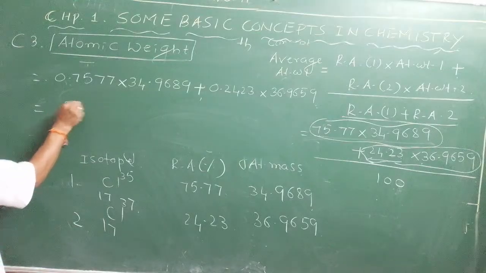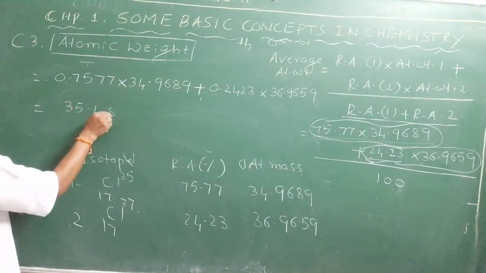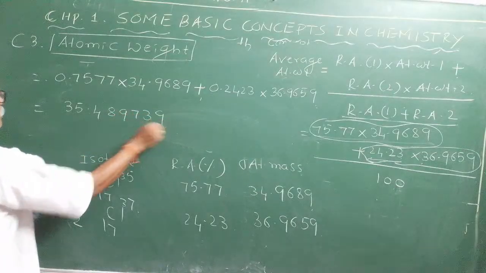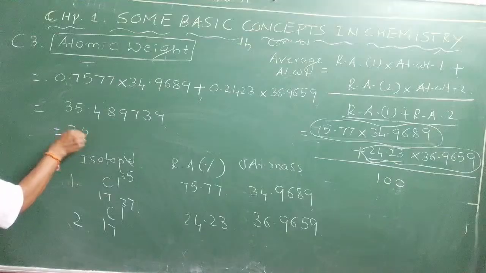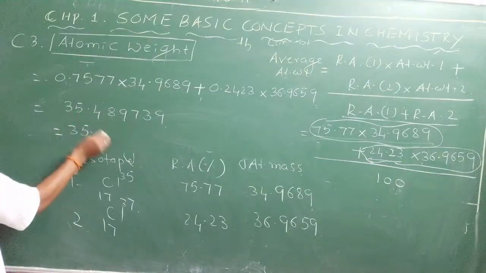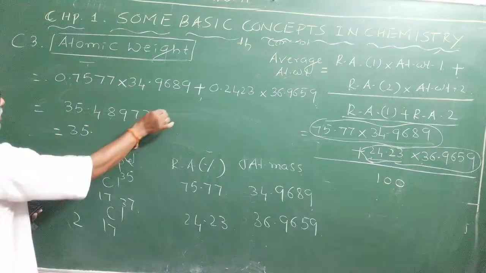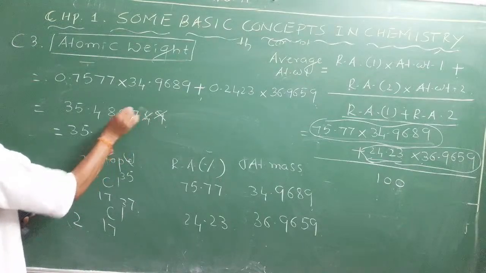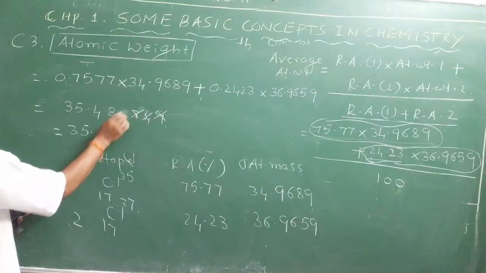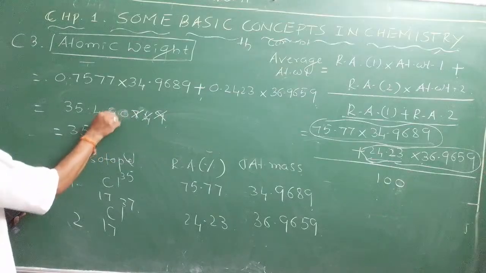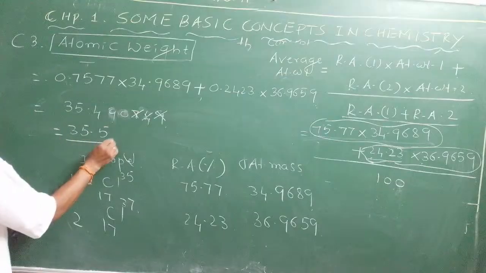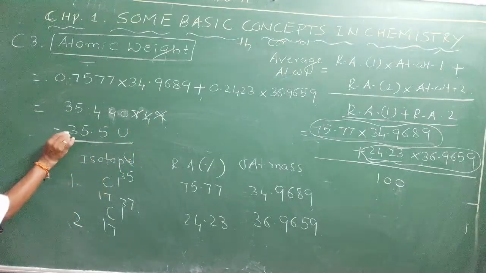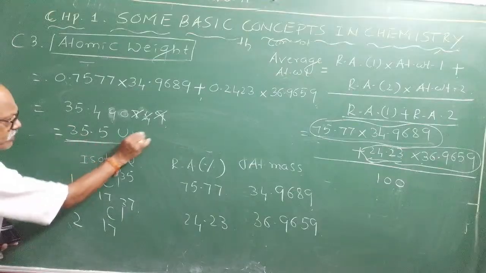My answer is 35.489739. Therefore, roughly it is taken as 35.5. Round it up. Go on rounding off. If you remove this, it will become 4. If you remove this, it will become 7. If you remove this, it will become 10. It becomes 9. If you remove this, it becomes 5. Therefore, the average atomic mass of chlorine in the periodic table will be written as 35.5 unified mass.